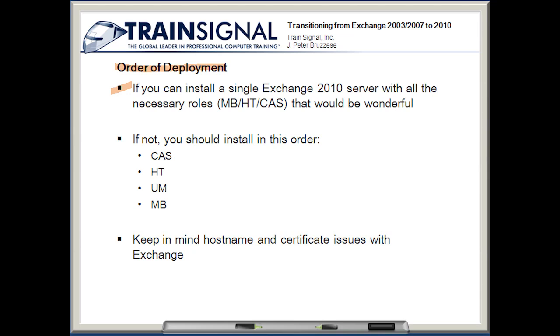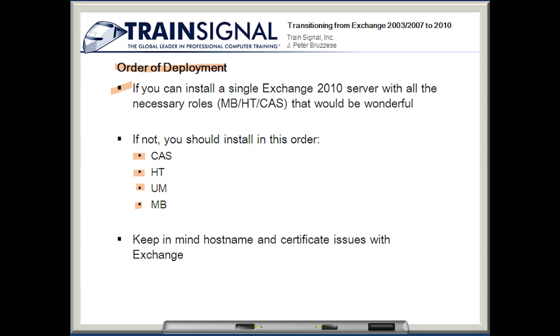In that case, the order would be client access server first, then hub transport server, then unified messaging server, then mailbox server. There's actually a very good reason for this order. When you compare Exchange 2010 to the roles and how they worked with Exchange 2007 or even prior to that, there have been some major changes made. Remembering that your main goal is to move over mailboxes, you might think, well, I want that mailbox server role installed first. But those mailboxes will be worthless to you if you cannot send and receive email to them. So your users will be stuck.